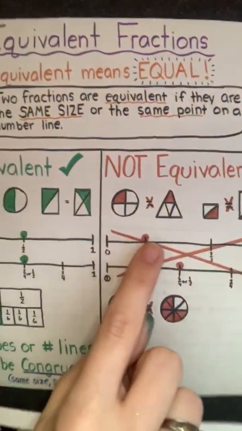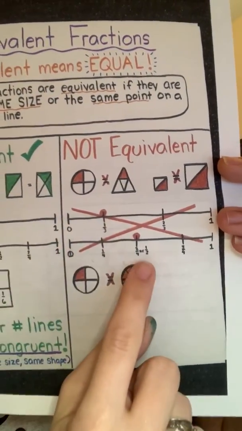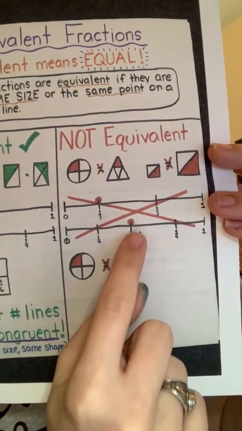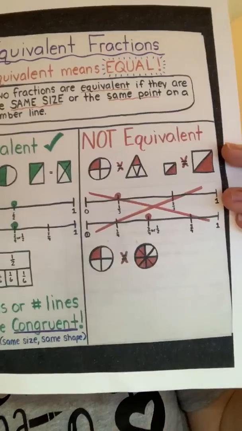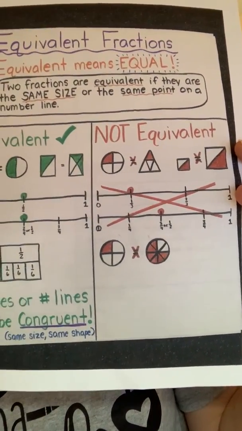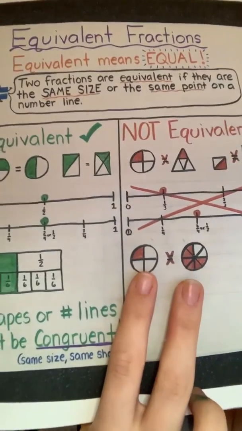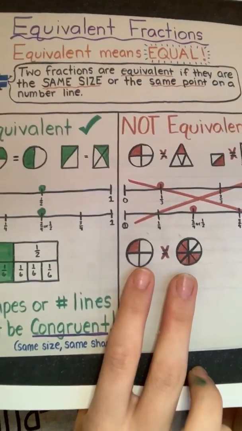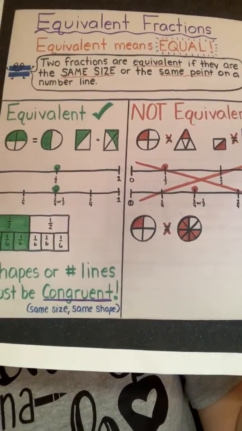Here are some number lines. If you see here, 1/3 is dotted, and here 2/4 is dotted. So if you look at those, they are not the same point on the number line, so they're not equivalent. All right, here's another biggie, because this confuses third graders. These are the same size and the same shape, but do they have the same amount filled in? No, they don't. So not only do they have to be same size, same shape, but they also have to have the same exact amount filled in.